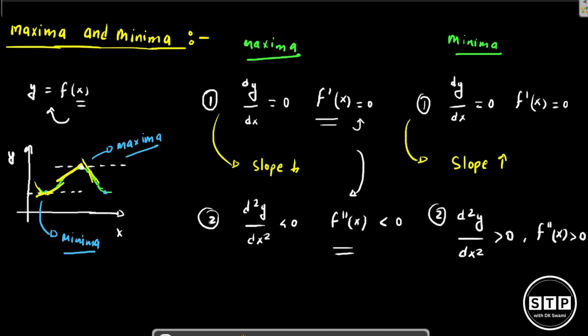Now if I have a function, I can differentiate it and get the values from there. Then I double differentiate it: if that is less than 0, I can say that that point is maxima, and for another point, if that is greater than 0, then that is minima. Let's look at one example for this.